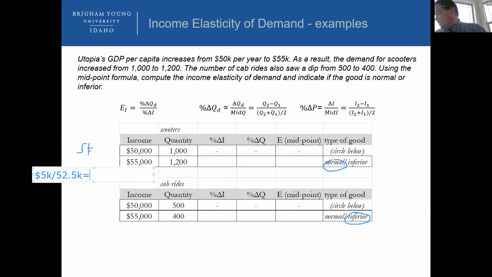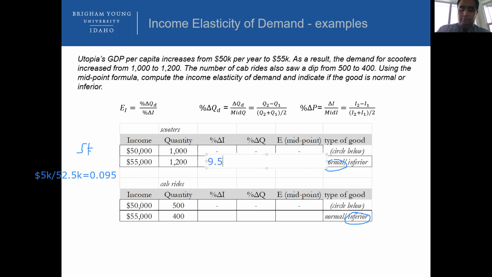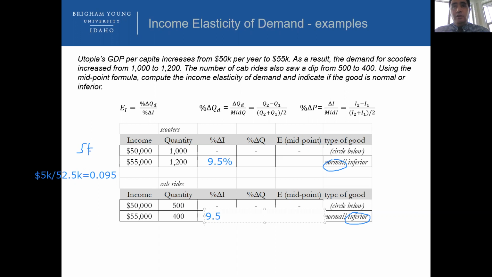I'm going to put that in my calculator. And that is 0.095, or 9.5%. And the nice thing about this is that it's the same for both of these goods. Then let's look at the percent change of quantity.